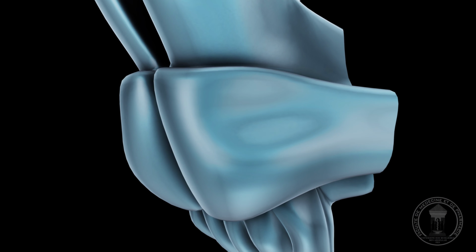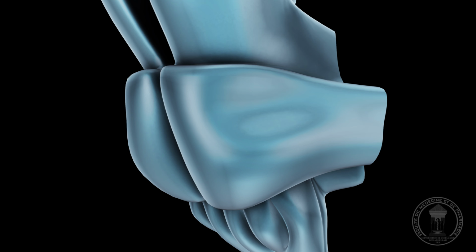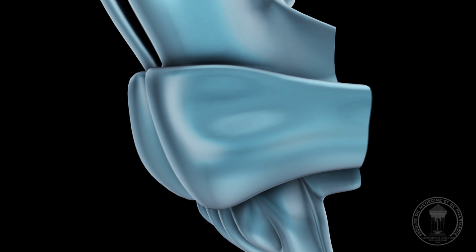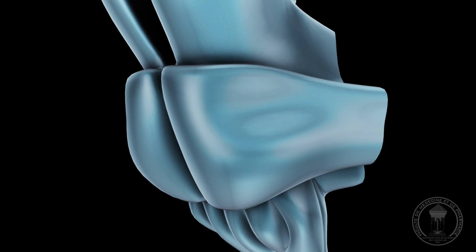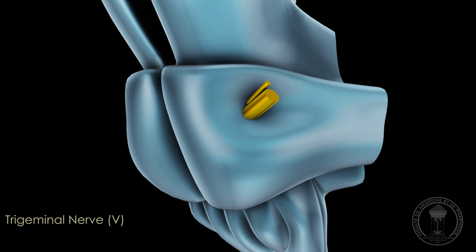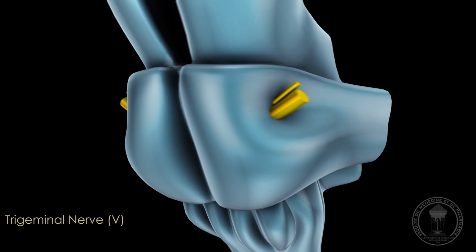The pons, also known as the pons varolii, is the middle part of the brainstem. It plays an important role in motor functions with its relay position between the forebrain and the cerebellum. It also contributes to autonomous functions and facial sensitivity. It contains the core and the emergence of the trigeminal nerve.